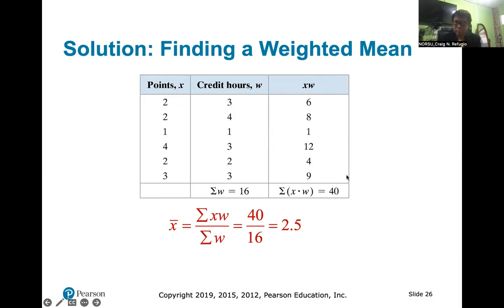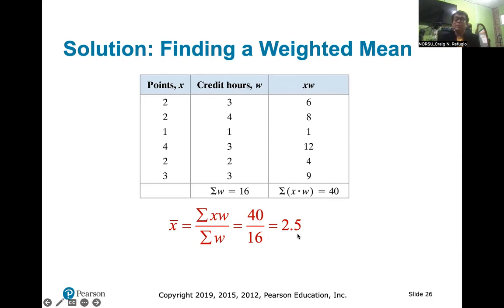The total is 40. So the formula is X bar is equal to summation of XW divided by summation of W. So we have summation of XW, 40, divided by summation of W, 16. So 40 divided by 16. If the quotient is exact, you use equality. If the quotient is not exact, you round it off, then you have to use approximation. So we have the weighted mean, which is 2.5.